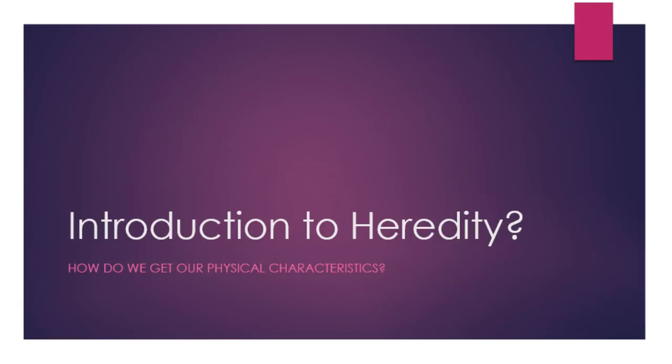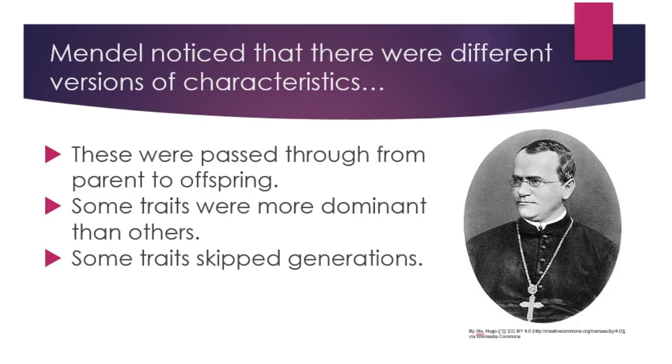This is a basic introduction to heredity, helping you to understand how we actually get the physical characteristics and unseen characteristics that we inherit from our parents. And it all started many years ago with a monk called Gregor Mendel. Now, he loved studying pea plants and spent many years selectively breeding pea plants to look at the different genetic combinations and the traits that arose in the offspring.